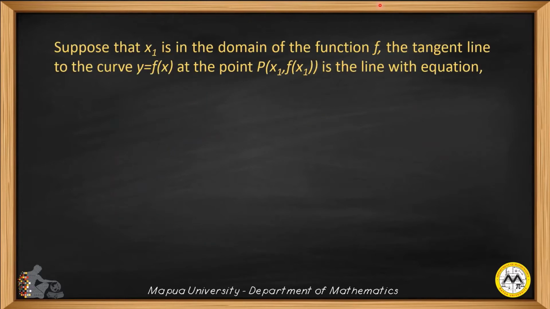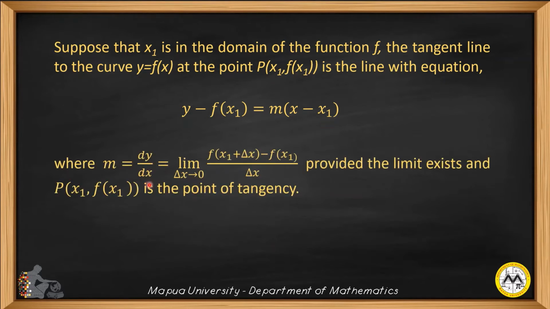Okay, at this point, suppose that x1 is in the domain of function f. Then the tangent line to the curve y equal to f of x at the point P with coordinates (x1, f(x1)) is the line with equation y minus f(x1) is equal to m times (x minus x1). This is using the point-slope form for the equation of the line, where m here is the derivative dy/dx evaluated at the point P (x1, f(x1)), which is the point of tangency, provided that the limit exists.